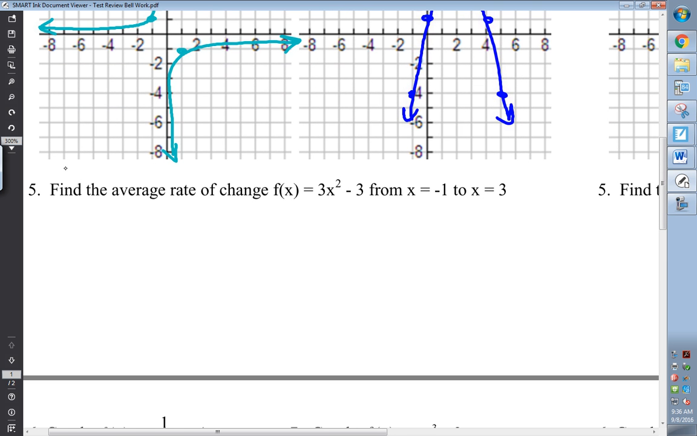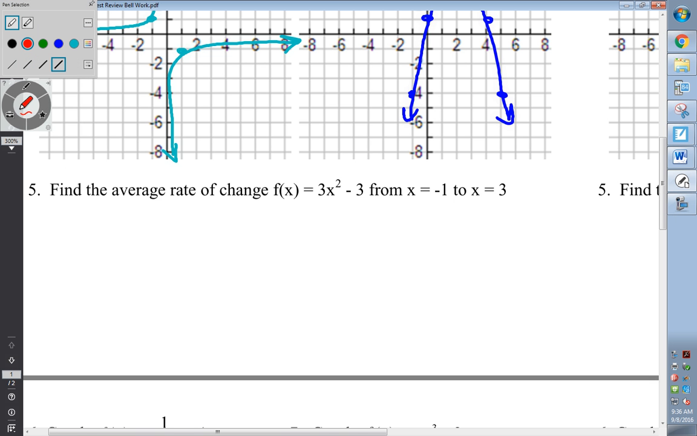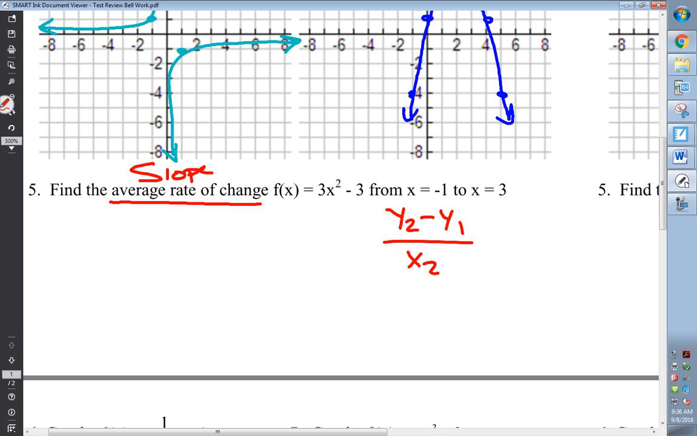Last one says, find the average rate of change from negative 1 to 3. When we see the phrase average rate of change, Cassidy, what does average rate of change mean? Slope. It means slope. So as soon as I see that, I know eventually I'm going to use this formula, because that is the slope formula. That's how we find slope. Okay, in order to do the slope formula, what do I need? 2 points.